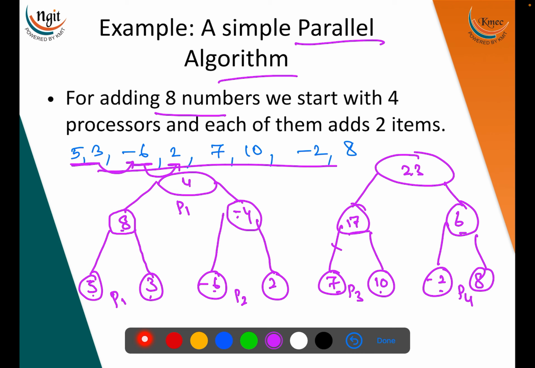Now this is what P3 processor does. Now P1 plus P3 will get activated in order to produce the result of 27. P1 plus P3. So this is what adding 8 numbers is. We start with the 4 processors and each of them adds 2 items in the first step. So this is what you are executing: a task using a parallel algorithm.